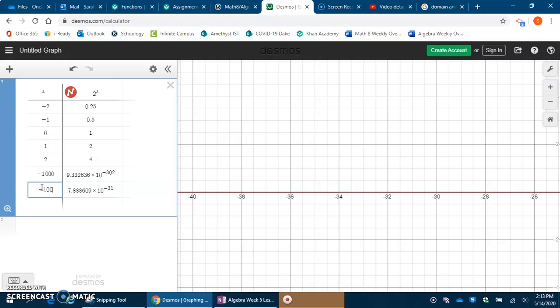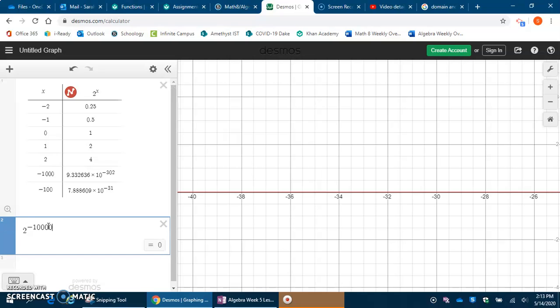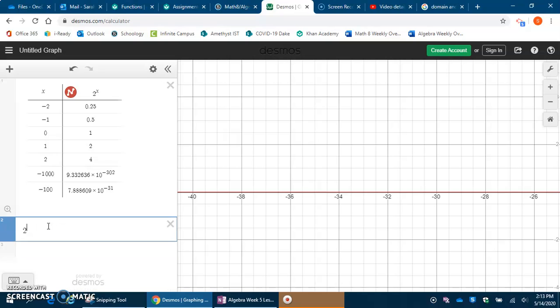It's Desmos approximating. Because if you typed in on your calculator, I wonder if it'll do it on here for me, 2 to the negative 100,000. It won't do it on here for me. But if you typed it in your calculator, it's going to give you a really small number, because 2 to anything will never give you a negative number or a 0.